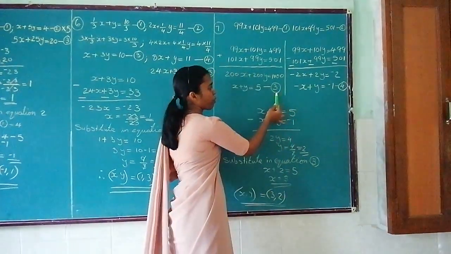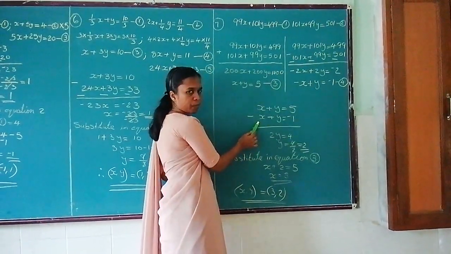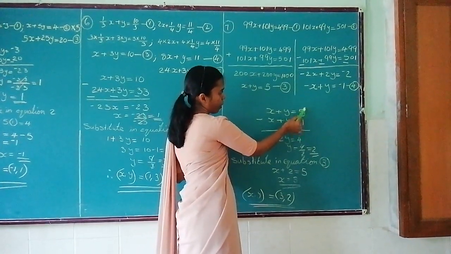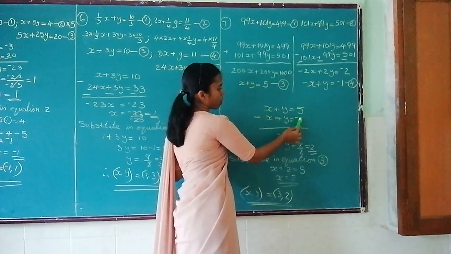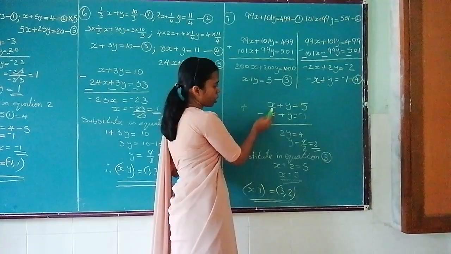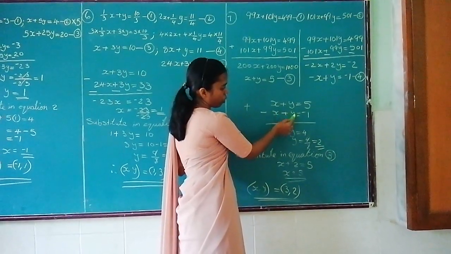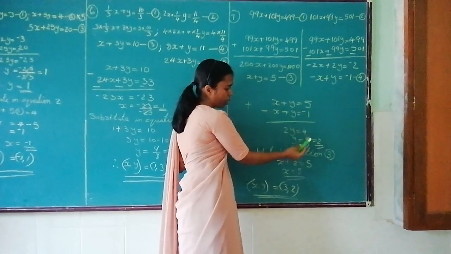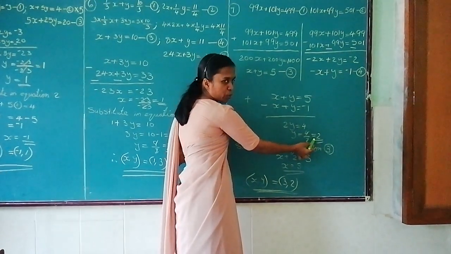Now we have to solve equation 3 and 4 together. When you write x plus y is equal to 5, you have minus x plus y is equal to minus 1. We are just adding these two equations. x and minus x get cancelled. y plus y, 2y is equal to 5 minus 1, 4. Therefore, y is equal to 2.